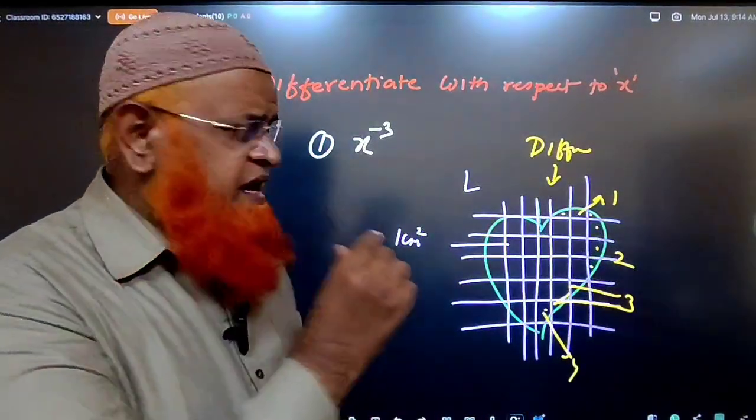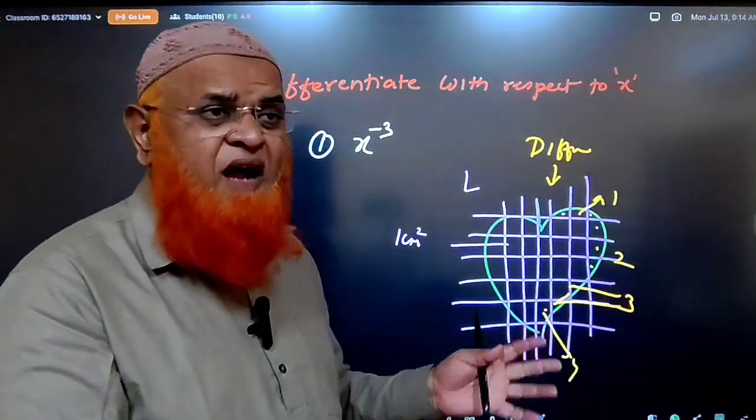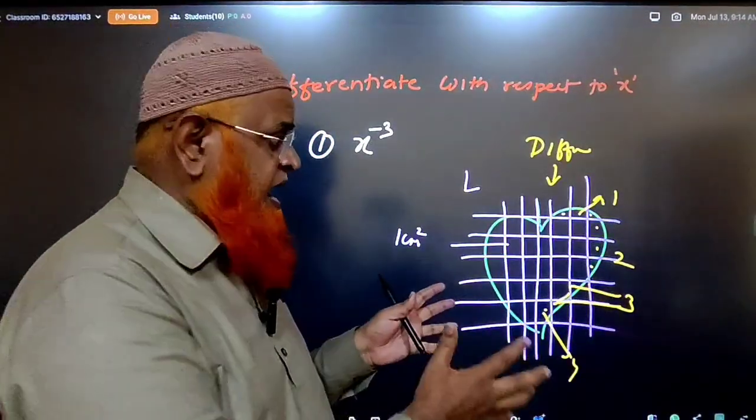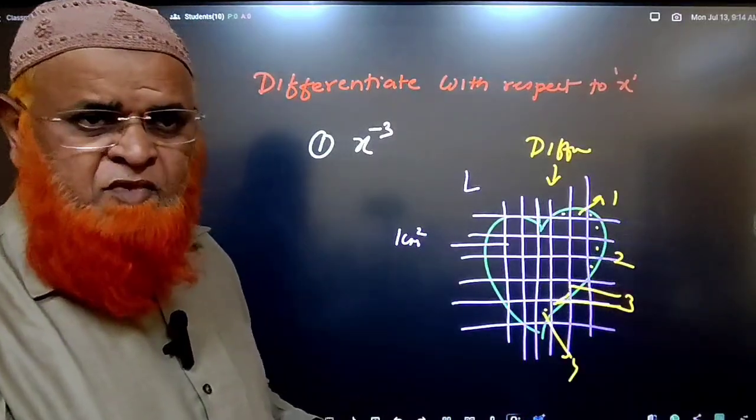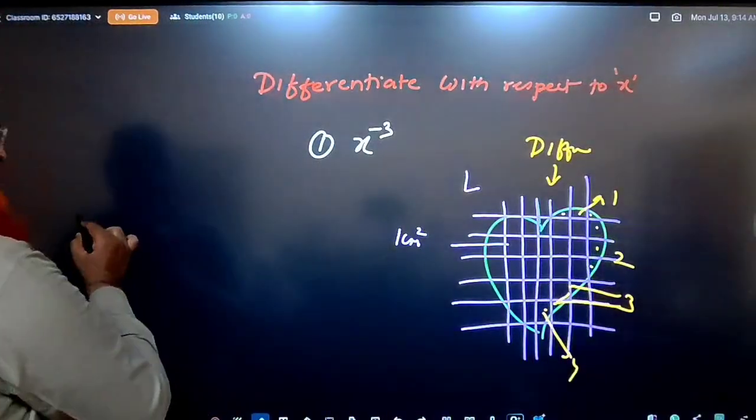Once you find the area of each and every square, then you have to add them. Adding is called integration. Okay, so I'll give you a beautiful idea of how you have to find it.